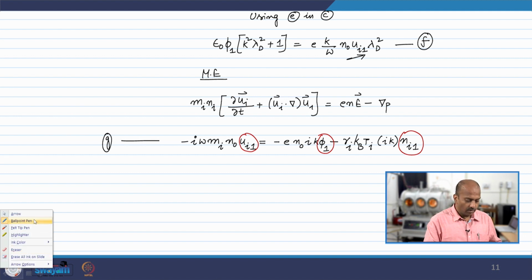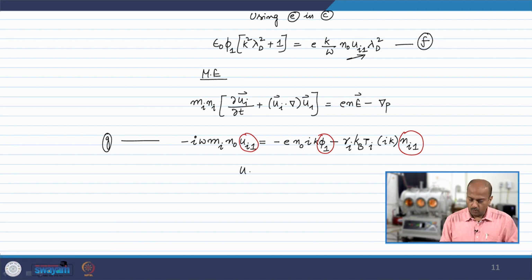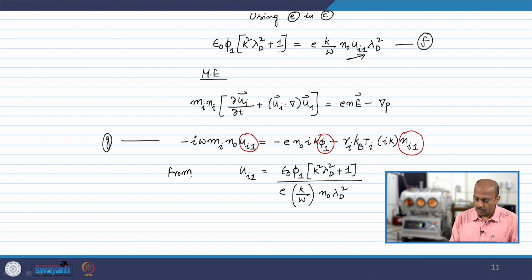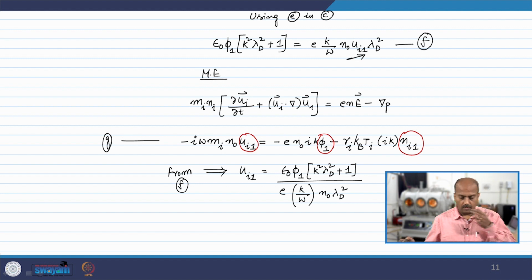Now using something that we have just derived, we can write ui1 is equal to epsilon naught phi 1 times k square lambda d square plus 1, divided by E times k by omega n naught lambda d square. Where did we get this? From equation F. Just try to follow the mathematics. The underlying physics will be explained at the end.